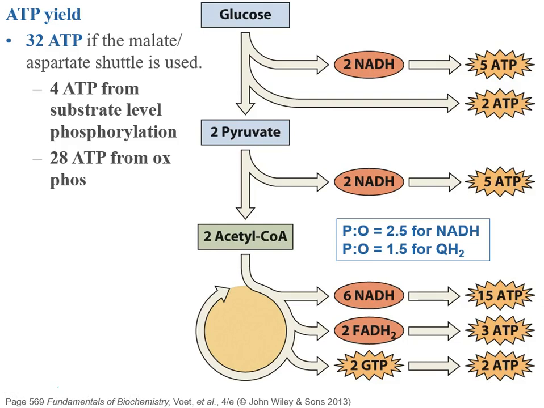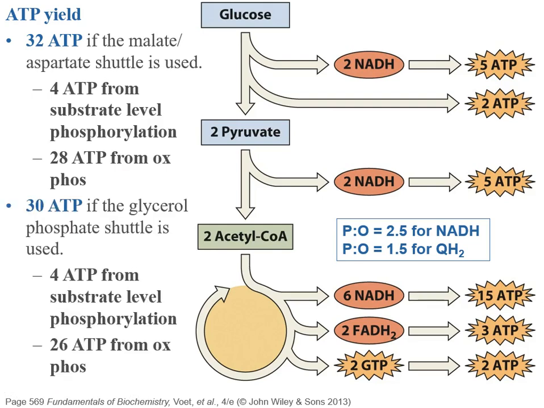So if we do the math, this is what we get. Remember that this NADH right here had to be transported into the mitochondrial matrix from the cytosol. If we use that malate aspartate shuttle, we didn't lose any energy. So that means we get a total of 32. So 2 times 2.5 is 5, plus 2. 2 times 2.5 is 5 here. 6 times 2.5 is 15. 2 times 1.5 is 3, and then this is substrate level phosphorylation. Add it all up and you get 32 ATPs. Notice that you get 28 ATPs from oxidative phosphorylation and 4 from substrate level phosphorylation. So having oxygen gives you a big advantage in getting the most out of your glucose.